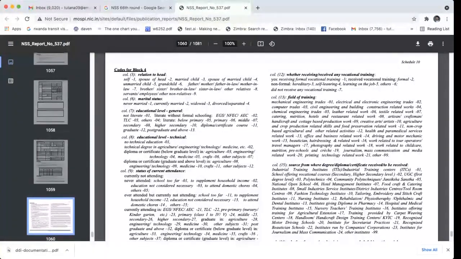We have education level, general, provided: not literate, literate with formal schooling, below primary, primary, middle, secondary, higher secondary, diploma, certificate course, graduate, postgraduate and above. That's all you have if you want to capture information on general education. If you want to see further about people who join some sort of technical education, let's say engineering or medical, we have data for that: no technical education, technical degree in engineering, agriculture, medicine, diploma certificate below graduate level in agriculture, engineering, and so forth, and diploma certificate above graduation level in agriculture, engineering, medicine, craft, and other subjects. All that is talking about is the level of education, whether it is technical, engineering or medical, and whether you had a degree or a diploma or certificate.